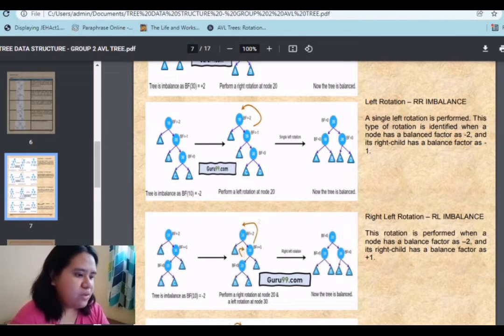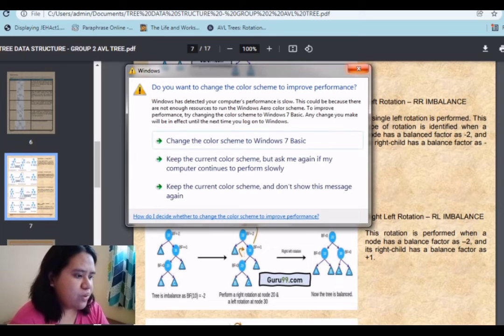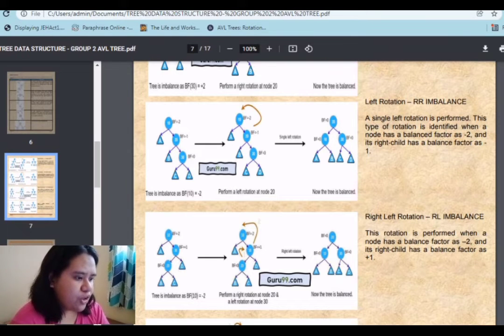So we are going to perform a right and left rotation of an imbalanced tree as the balance factor of 10 is equal to negative 2. So next, performing a right rotation at node 20 and a left rotation at node 30. So we're going to follow the arrow. So first, we will perform a right rotation at 20 here. See? After which, we're going to perform a left rotation at node 30.